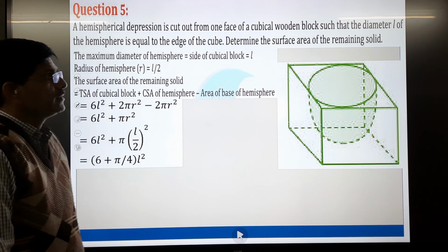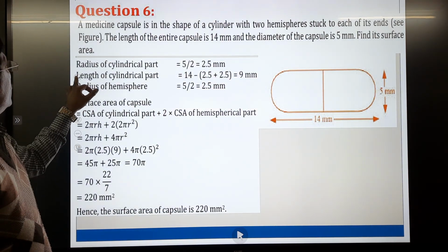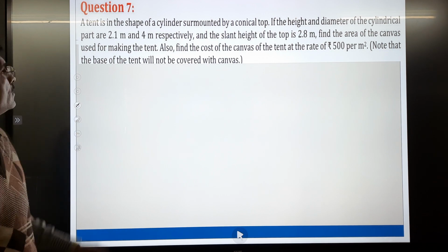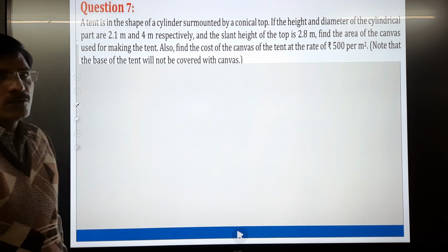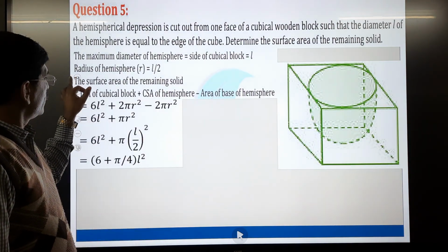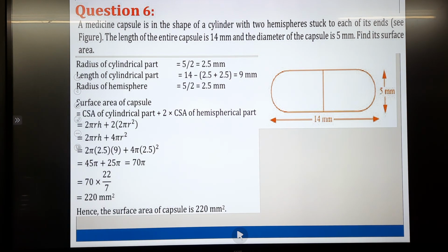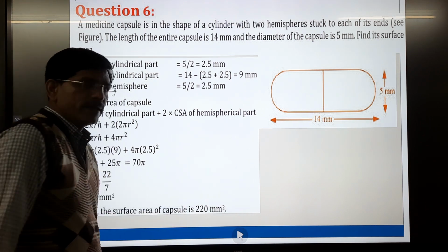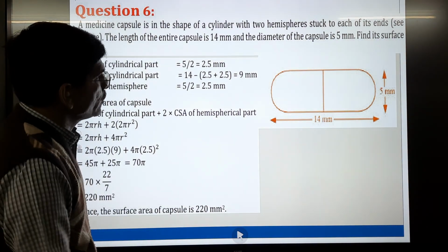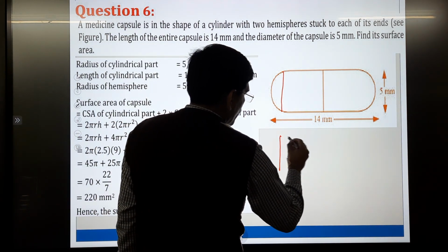Now we go for the sixth sum. Okay, so already here is written question number 6. So the solution is written here. So now I am directly explaining it to you. We have to convert this here. If you see there.